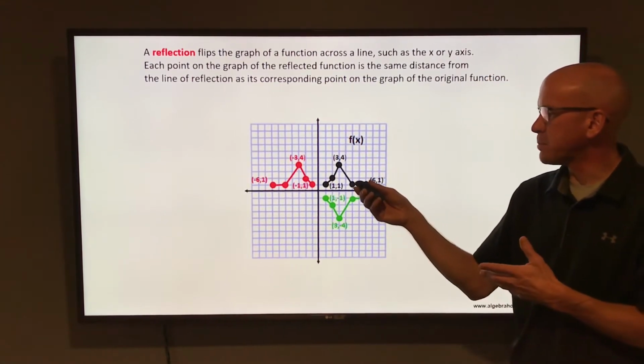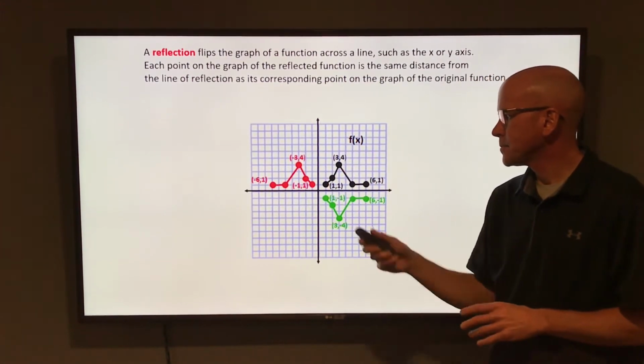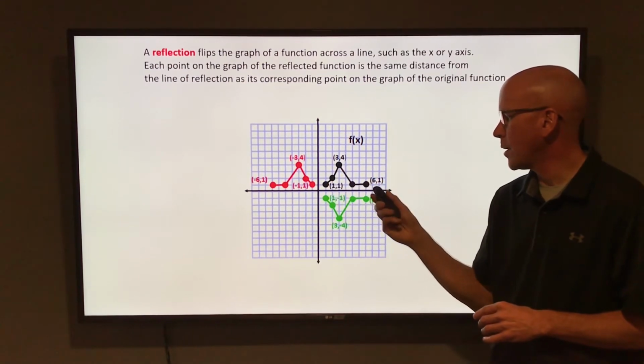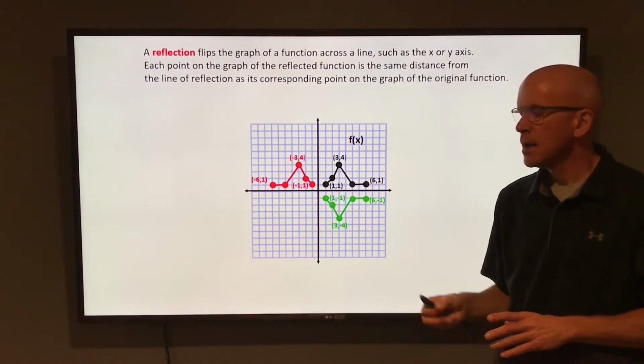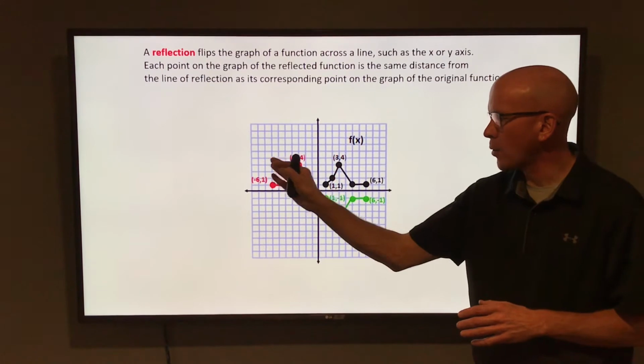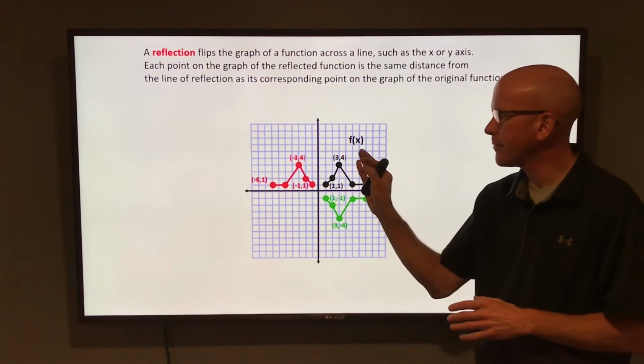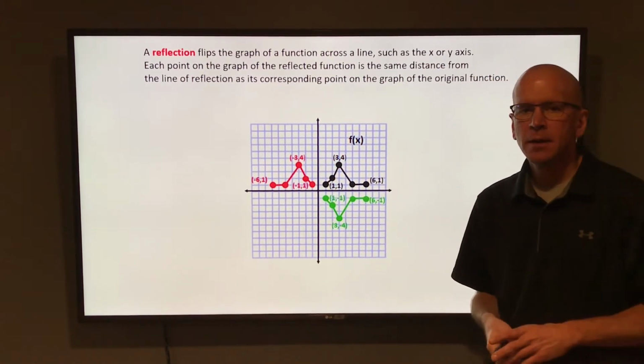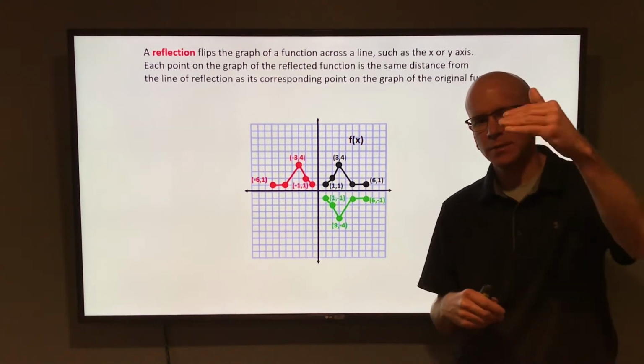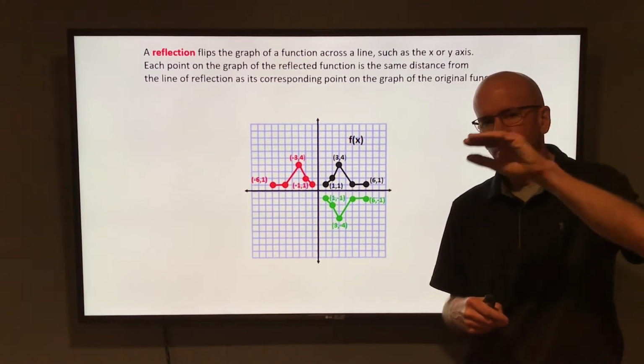So if we start with this black graph, this f of x, you have points of (3, 4), (1, 1), and (6, 1). Notice what happens when you reflect over the y-axis. Now, making a reflection, you've all seen pictures of lakes with trees on the shoreline reflected into the lake.